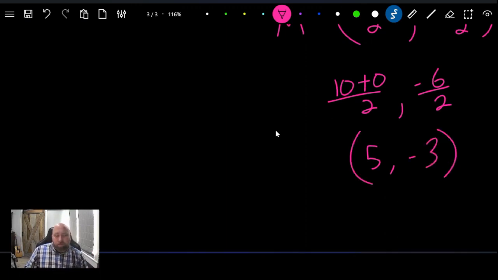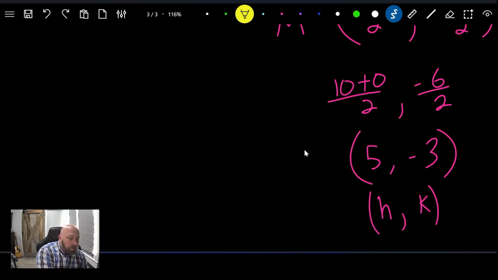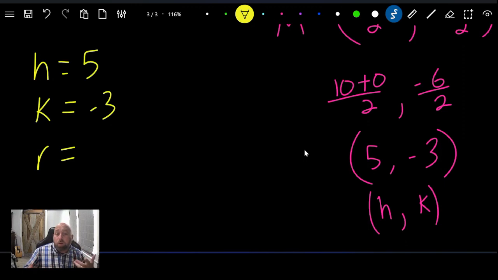So there are our 2 values. And what is this? This is our h and our k. Let's write it over here. Our h is going to equal 5. Our k is going to equal negative 3. And our r is going to equal, we don't know yet. We don't know what the radius is yet. We'll figure that out shortly. Maybe you already know it because you're really smart. But we'll figure it out in just a second.